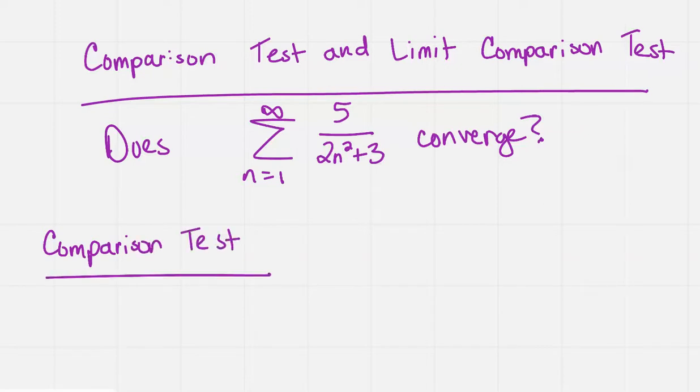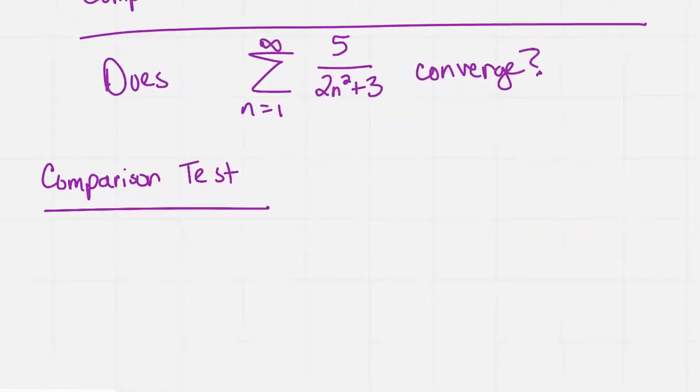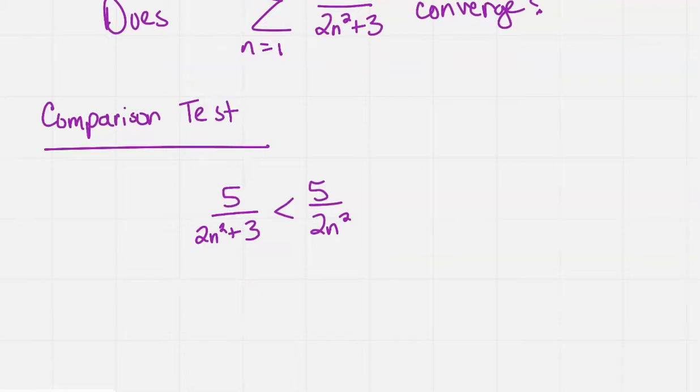And so what we're going to do is think of something that's nicer to look at than this 5 over 2n squared plus 3. So what comes to mind is trying chopping off that plus 3. That would make my life a little easier. I'm just going to go with that. And so 5 over 2n squared, if I take off that 3, then that's going to make it bigger than 5 over 2n squared plus 3. So I have that comparison. What would be ideal is if this greater one converged, then this less one is going to converge as well because it's less than.